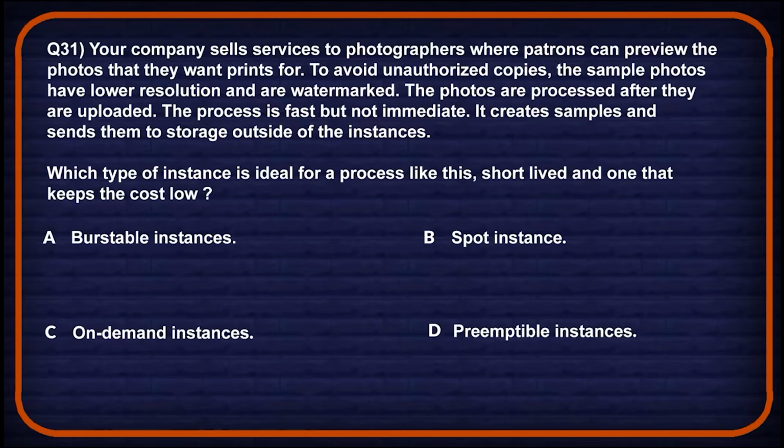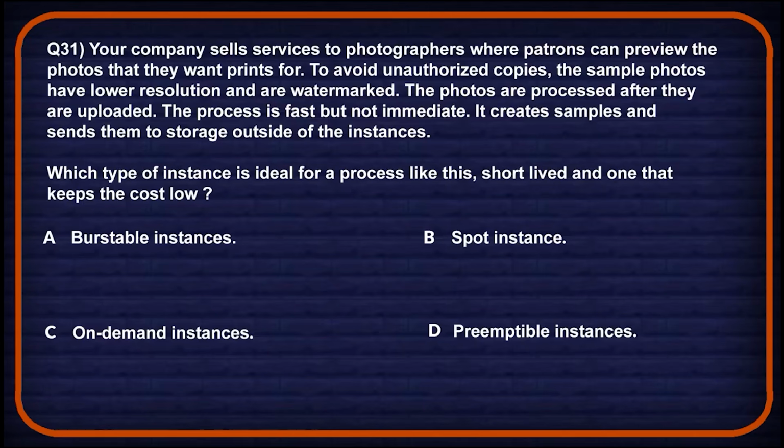The photos are processed after they are uploaded. The process is fast but not immediate. It creates samples and sends them to a storage outside of the instance. Which type of instance is ideal for a process like this? Short-lived and one that keeps the cost low.